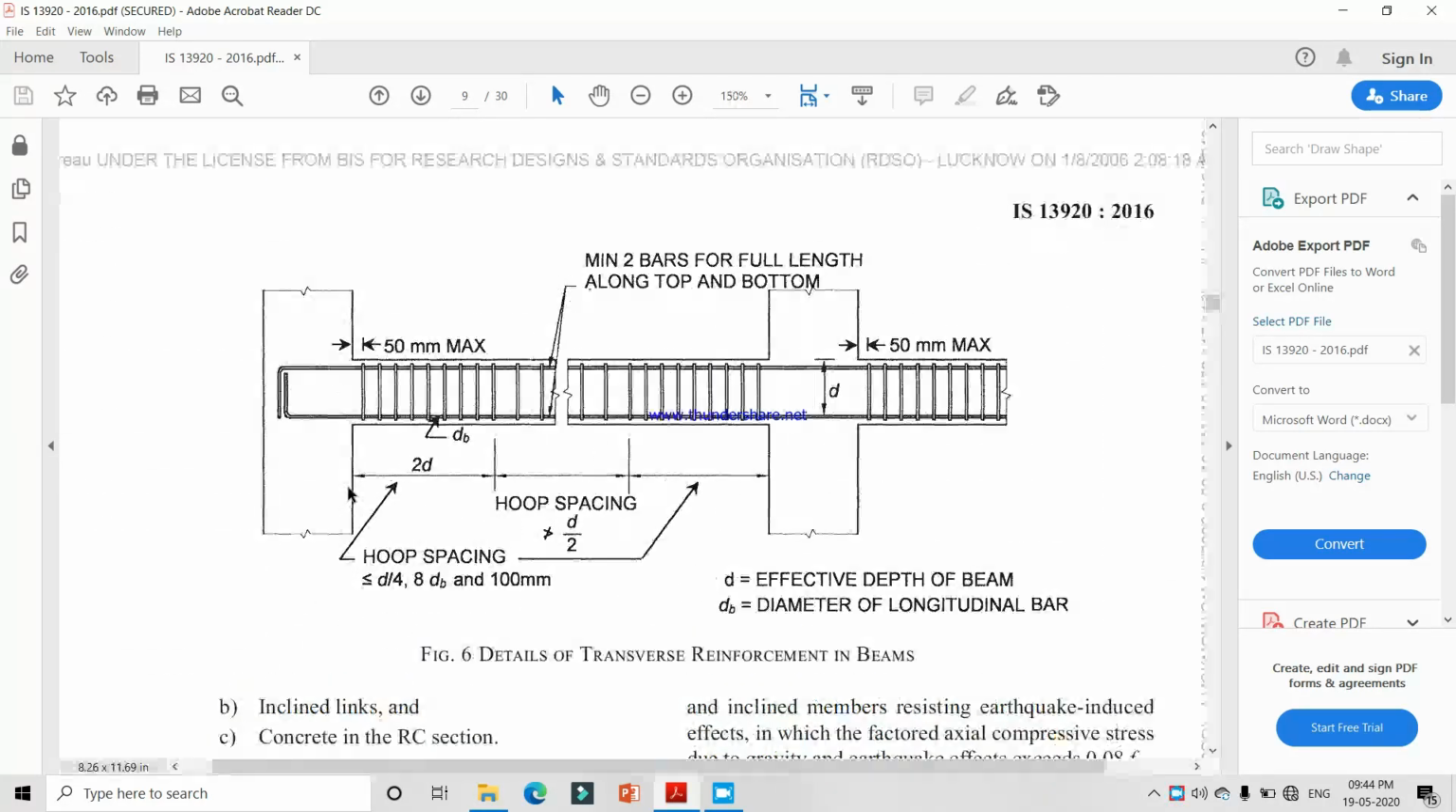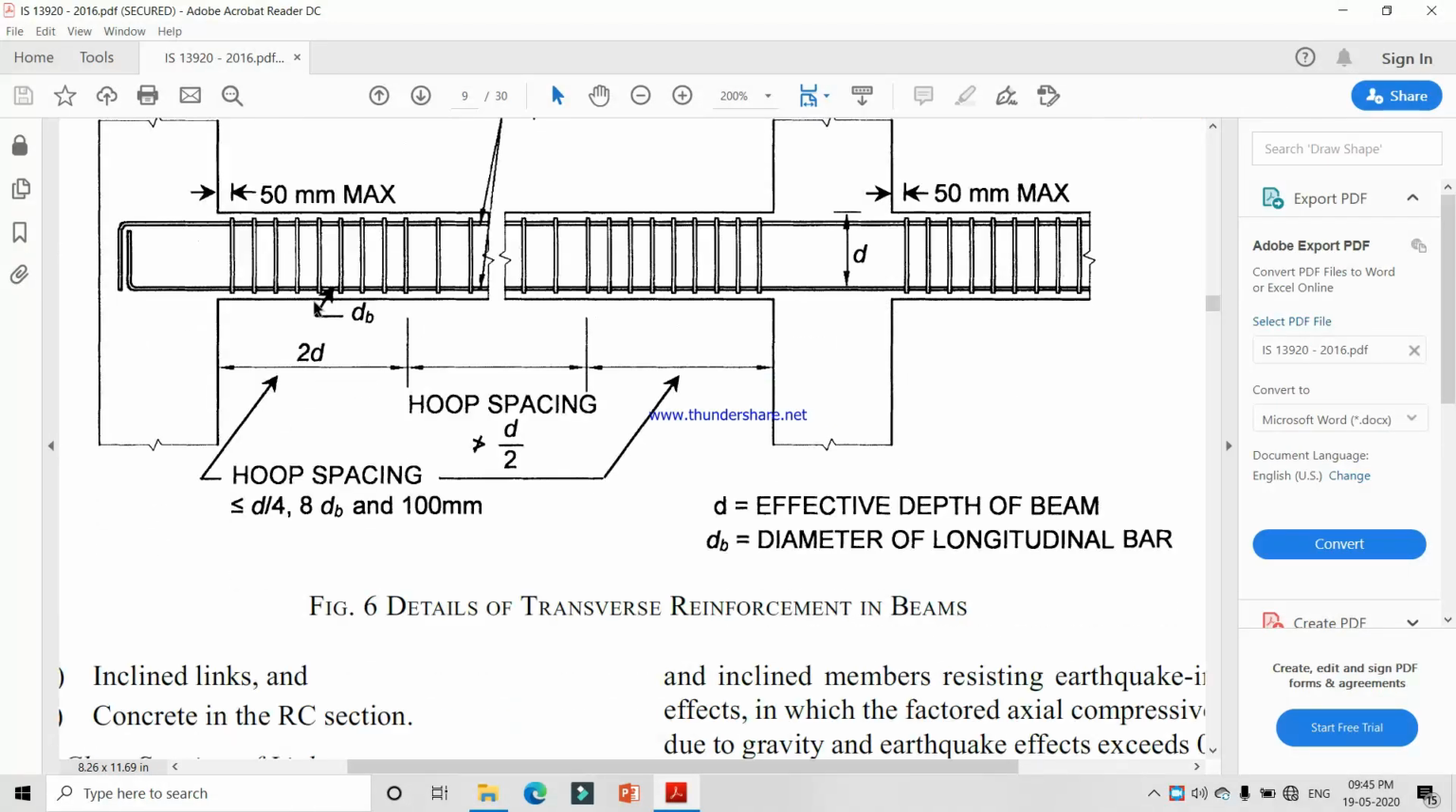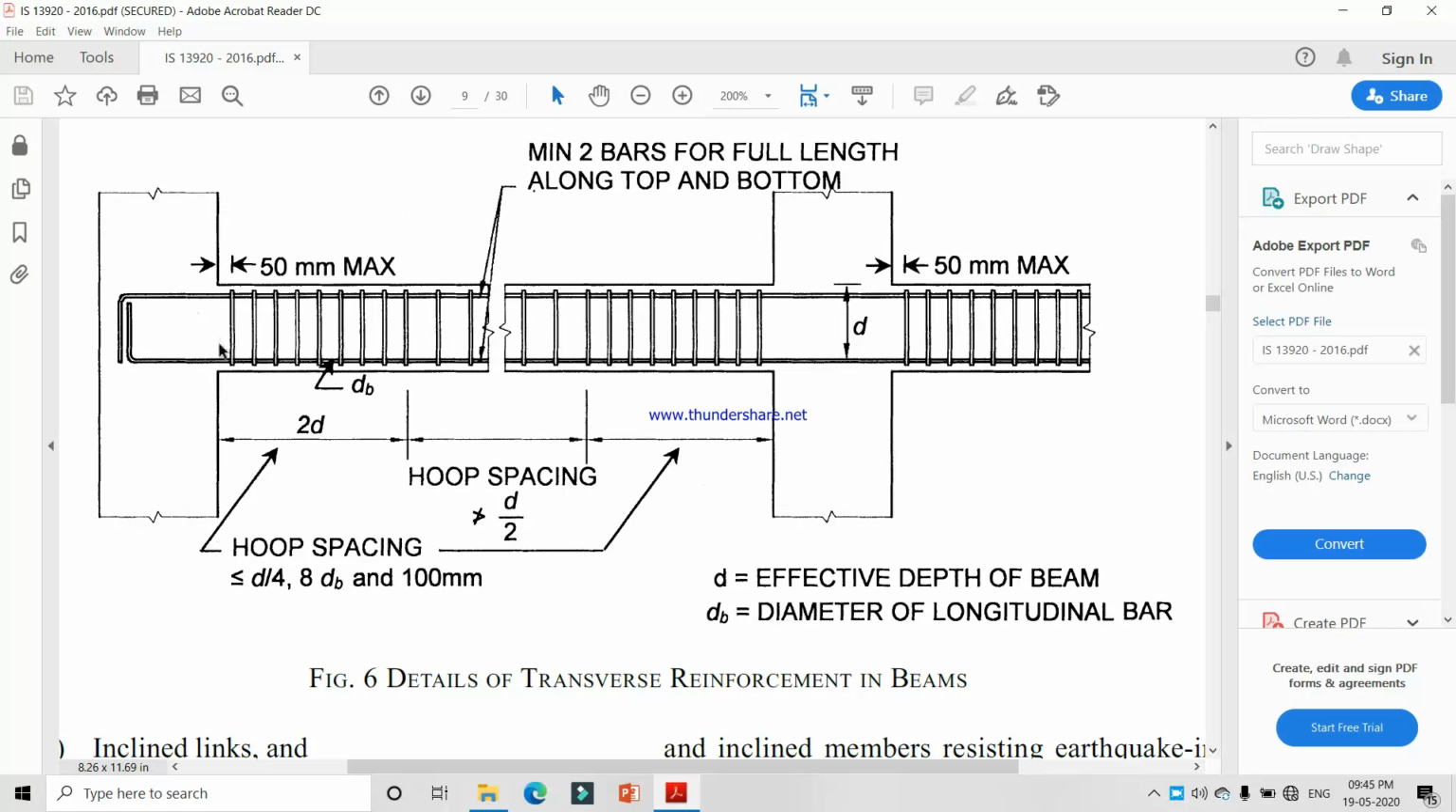These are the reinforcement details. These are the columns, and this is the reinforcement throughout the portion, and these are the anchorage lengths. This is the column face, and after 50 mm we have to start providing vertical links. These are the 2 times depth of the beam. After this we have to start the lap splices.